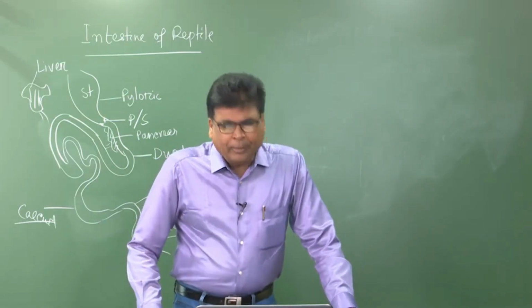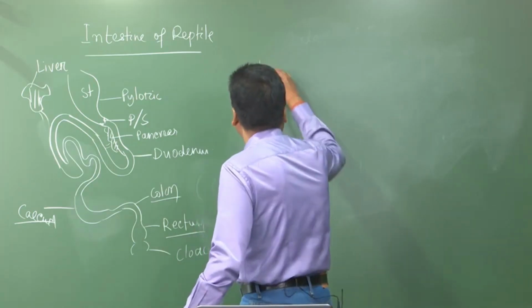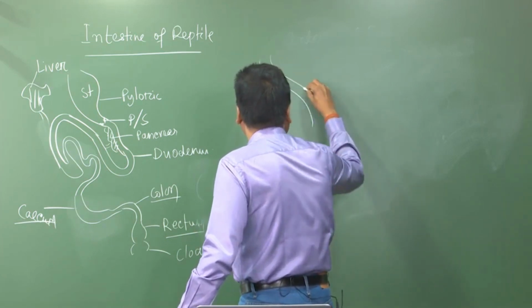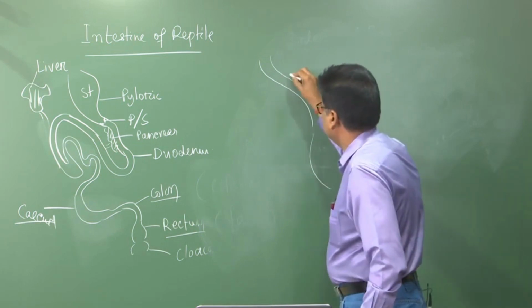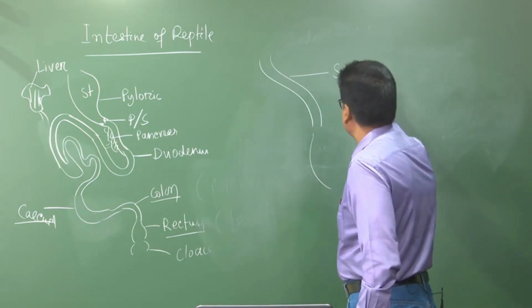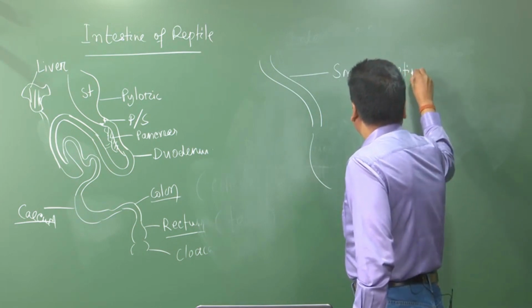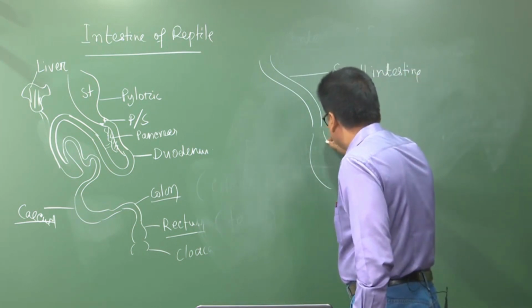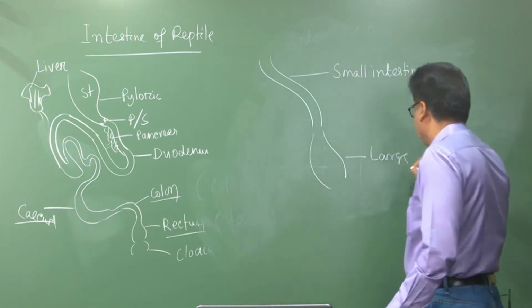Between these two lies a blind diverticulum that is called the cecum. Just see, for example, this is the large intestine. And this is the small intestine, and this small intestine is followed by the large intestine. You see, this is the large one.